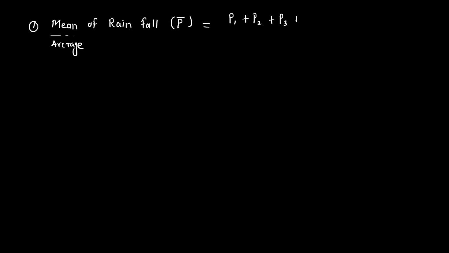The first formula is the mean of rainfall. This we will denote with P bar. P is precipitation or rainfall, and this bar represents the mean, which is nothing but the average. The P bar formula is P1 plus P2 plus P3 and so on, divided by N. Here N is the number of rain gauges which are present.